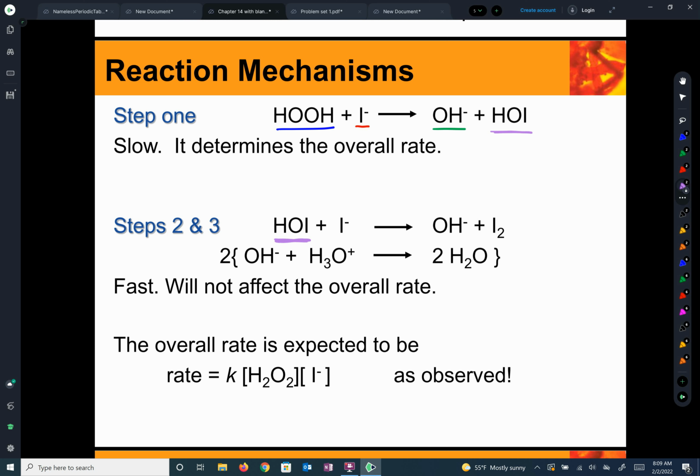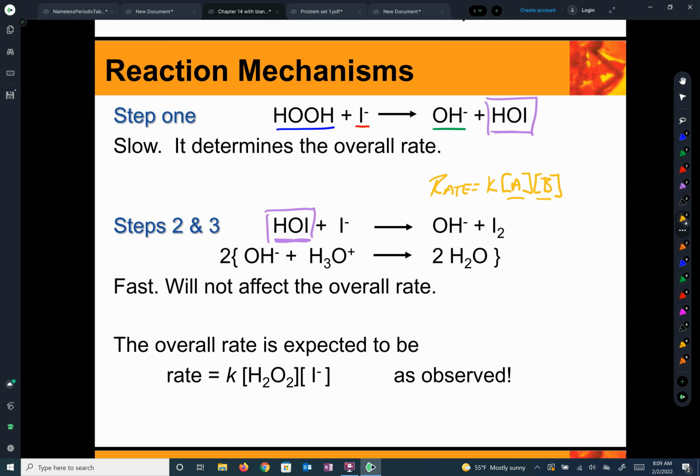So it doesn't linger to any appreciable amount, right? It doesn't stick around. And this is one of the challenges that we're going to have to deal with. So remember, when we're writing some kind of generic rate expression, so if we have rate equals K times A times B, just as an example.